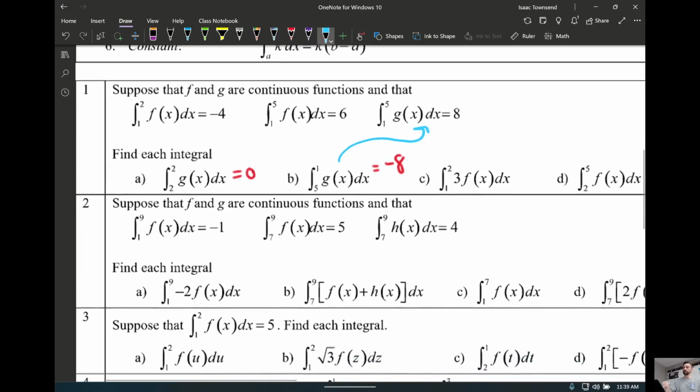Okay, somebody else for 1C. -12. Okay, so this 3 just makes it 3 times bigger. Sometimes you guys ask about that. I tend to just pull it out front. It's 3 times whatever the rest of that was. So 3 times -4, -12, good.